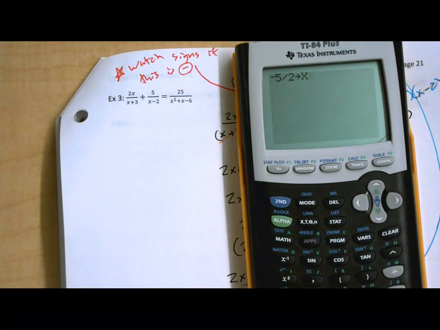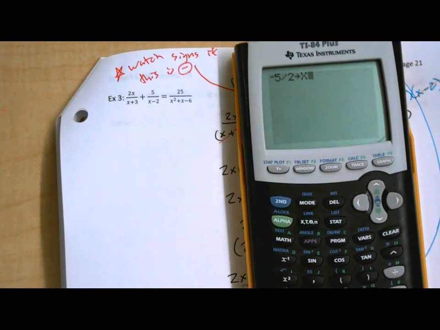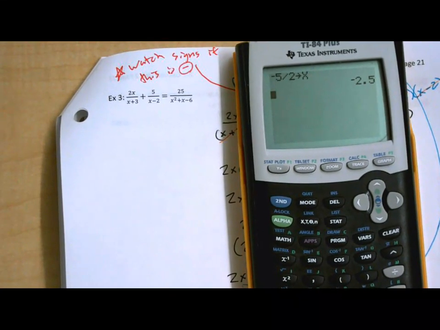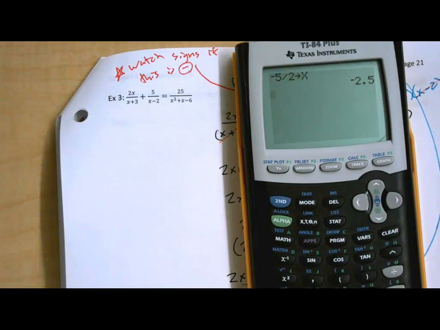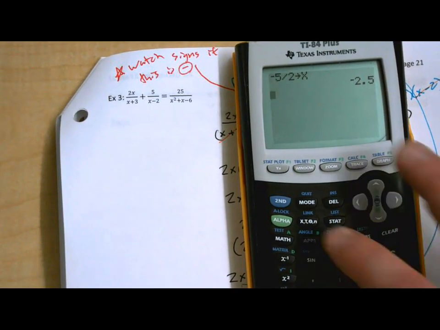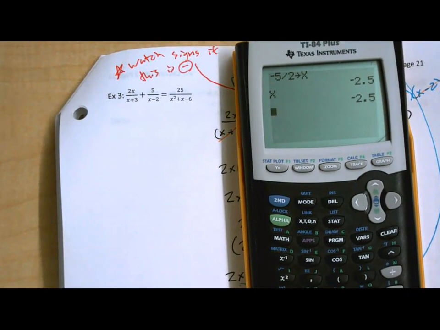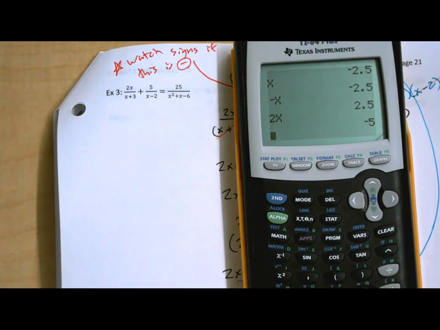So when I read that, what I'm telling the calculator is take the value negative 5 over 2 and store that into x. And I hit enter. And it's just going to give me a decimal version of what x is now. So from now on, anytime I hit x, it's going to say negative 2.5. I can do things like ask it, what's negative x? It's 2.5. Or I could do something like 2x, and it'll give me negative 5.